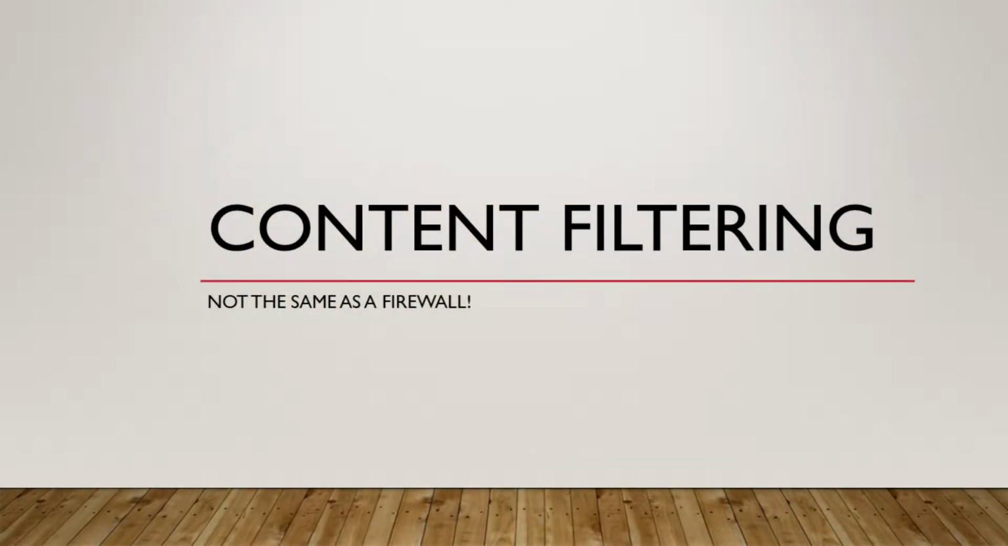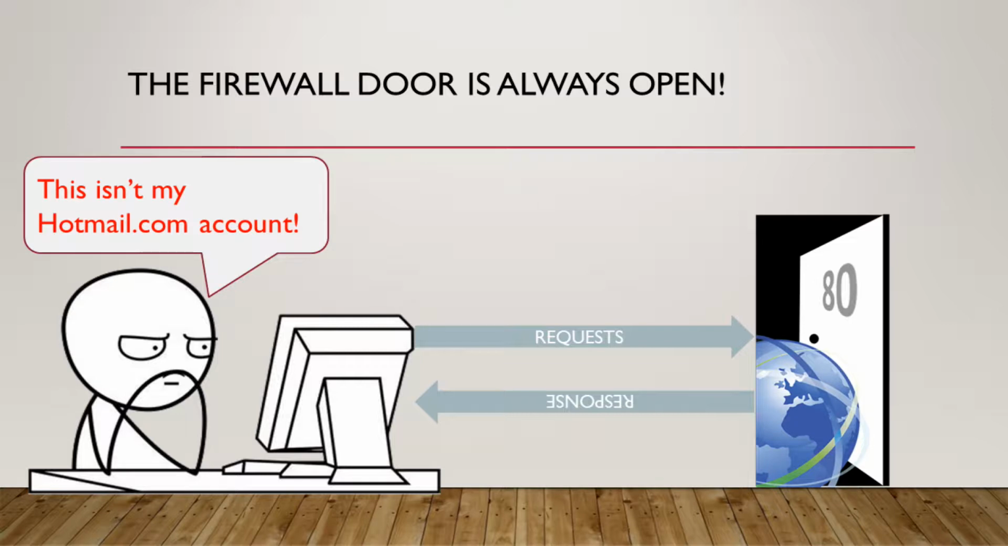The first thing we have to set straight is that a firewall and a content filter are not the same thing. Now you can have a content filter integrated into a firewall, but they serve different purposes. A firewall will open doors in and out of your network to allow access. For instance, if you go to hotmail.com to read email, it's going to send a request to the mail server that's serving up hotmail.com, and you're going to get a response, which is web pages that allow you to read your email through your browser.